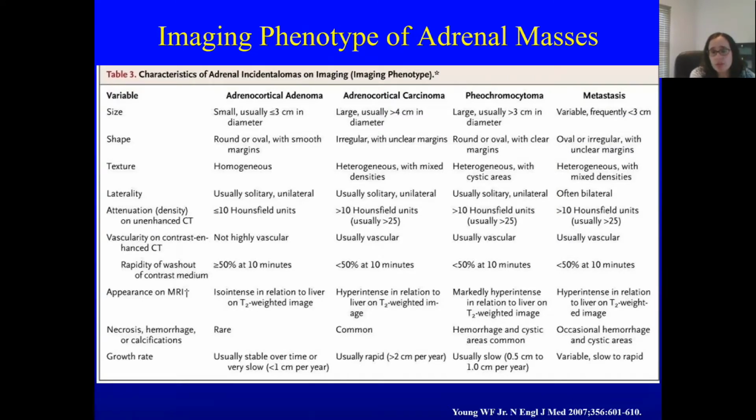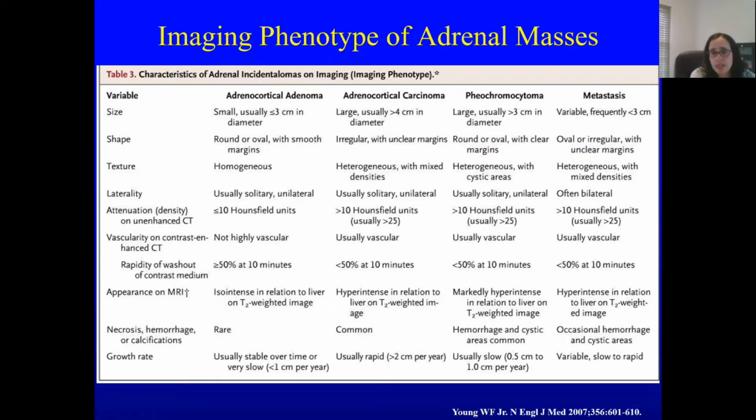A pheo, usually greater than 3 to 4 centimeters, often nicely well demarcated with clear borders. They're heterogeneous. They often have cystic areas, high Hounsfield units, low washout, and they're very brightly enhancing. It's hard to mistake a pheo. Usually slow growth. And then adrenal mets can vary in size.